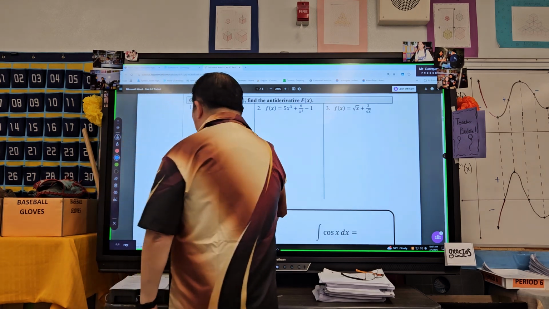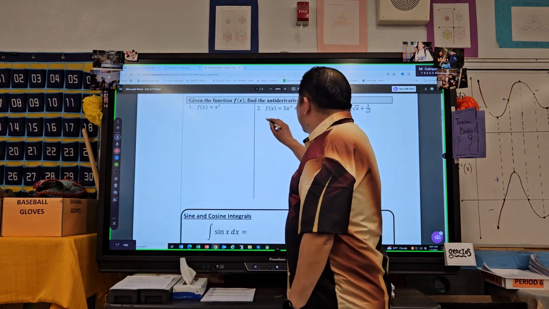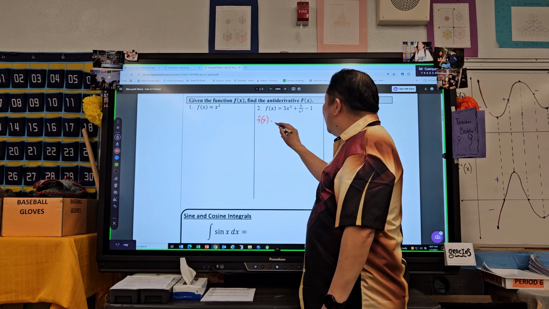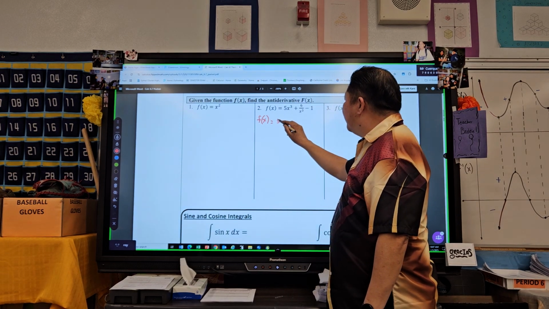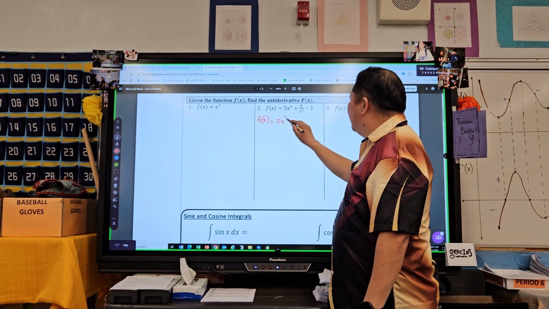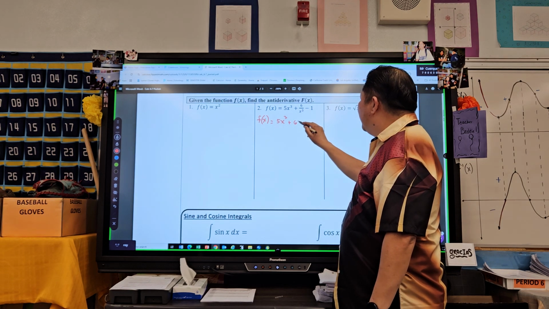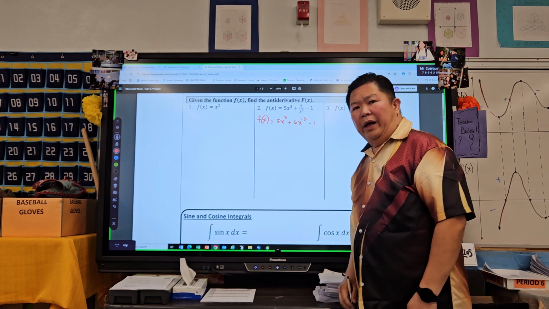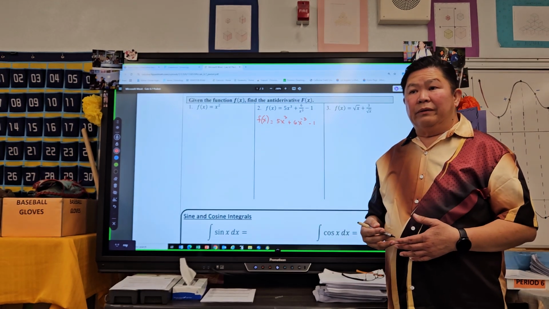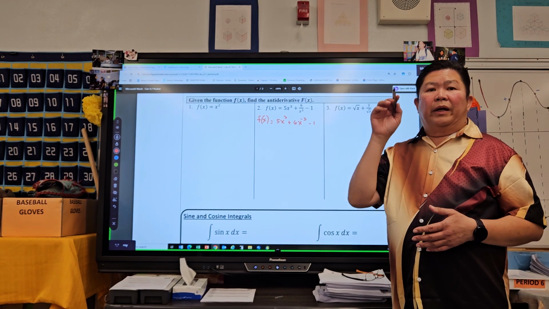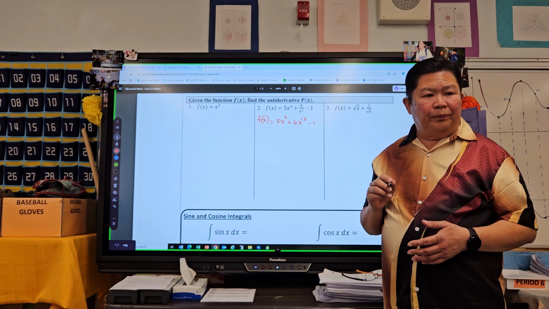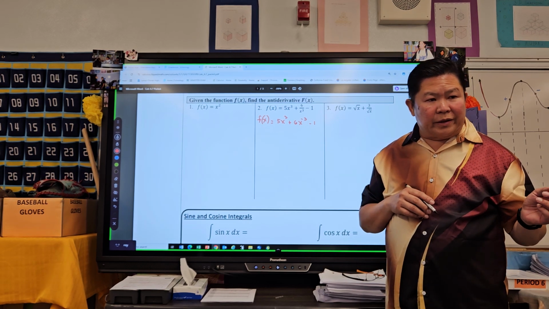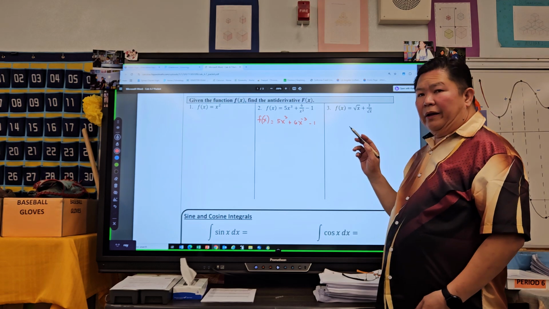So implies that this is f of x is equal to 5x to the power of 3 plus 6x to the power of negative 3 minus 1. And you do now the antiderivative. So the power increases by 1 and the new power is the divisor. Do you get me, guys? So what do you think?